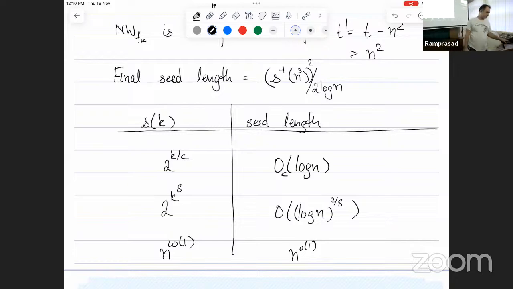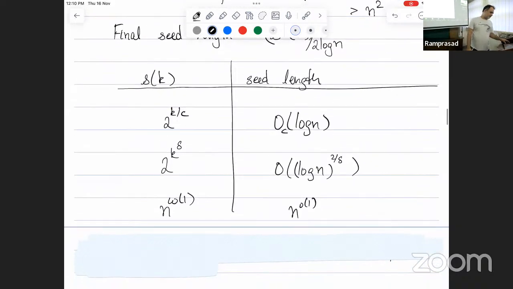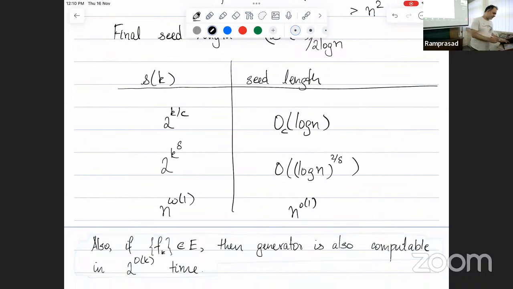Okay, so all that is okay. And finally, one last point, which we didn't really speak about much, is that eventually when you want to use this for de-randomization, you need to be able to compute these generators quickly.